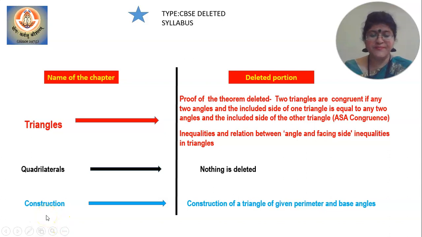From construction, that is construction of triangles, construction of a triangle of a given perimeter and base angles is deleted, wherein the sum of all the three sides are given and the base angles are mentioned. Those type of construction you will not be having. Students, over and above this, there are a few more things which are deleted. I have not mentioned out here. Like I told you earlier, just type in CBSE deleted syllabus and you will get a list of things that are deleted.